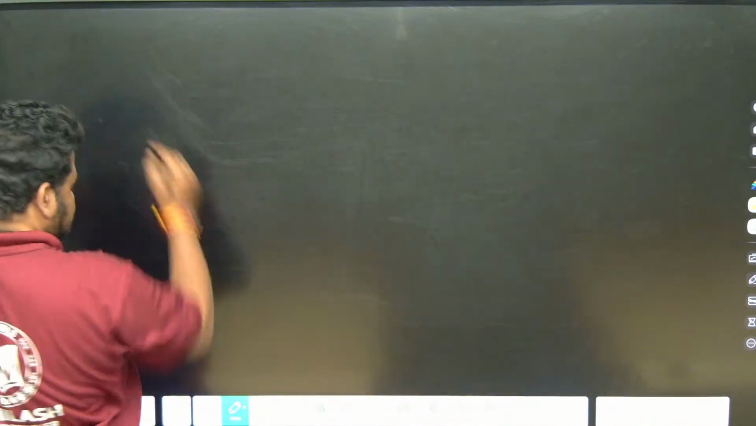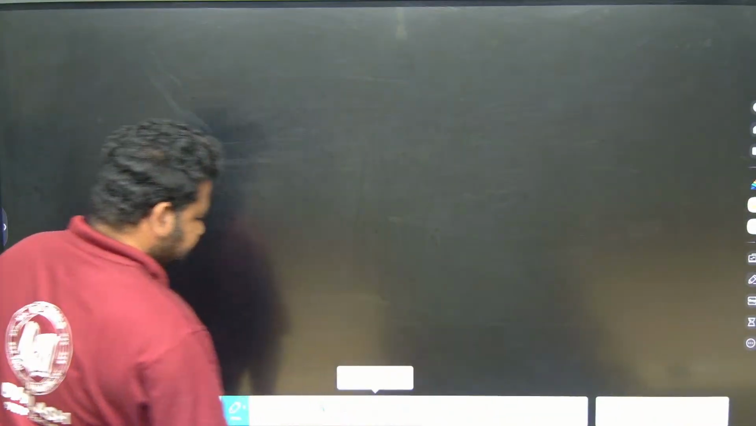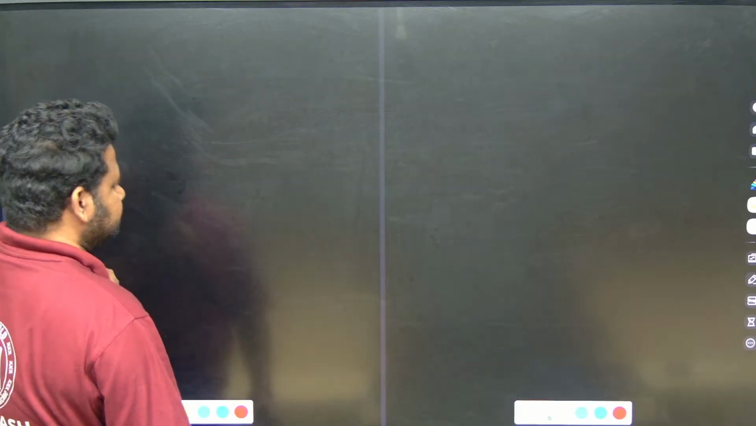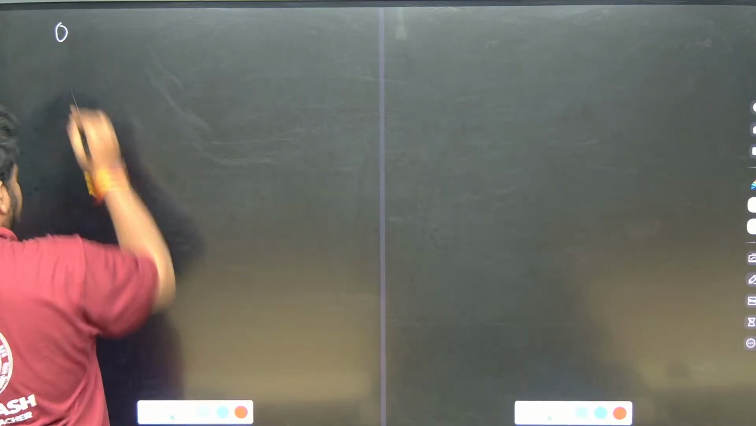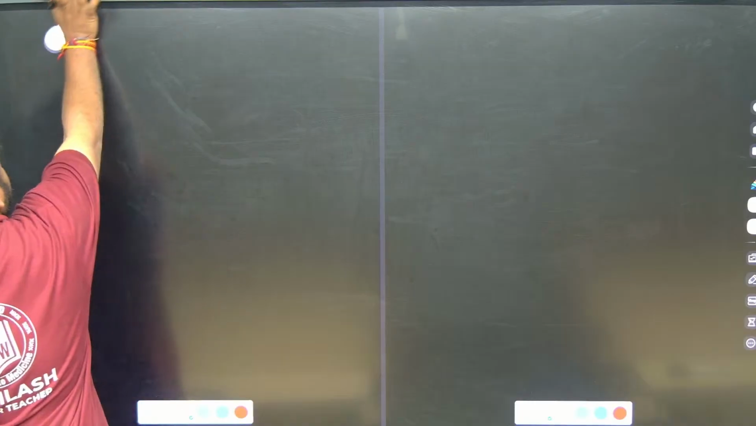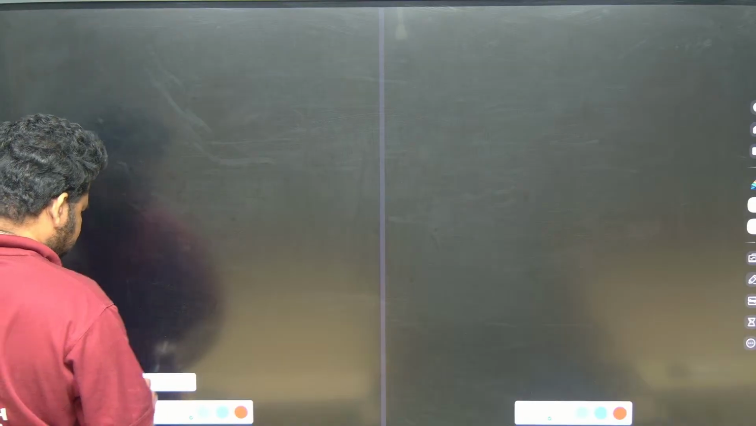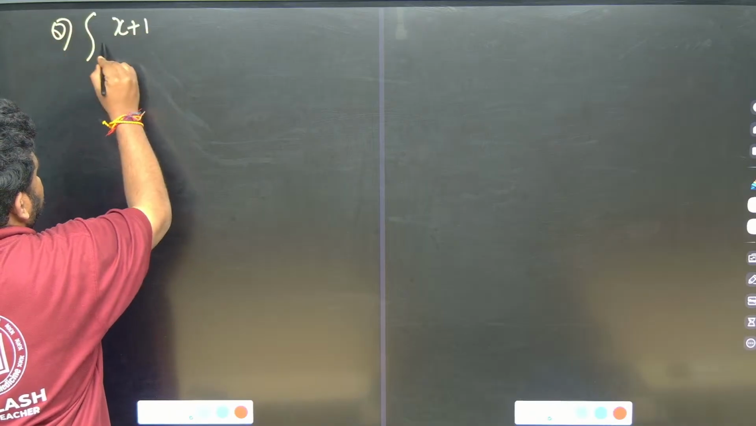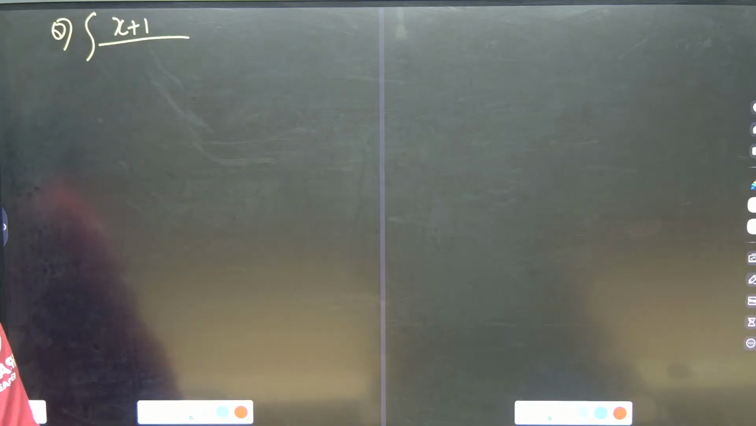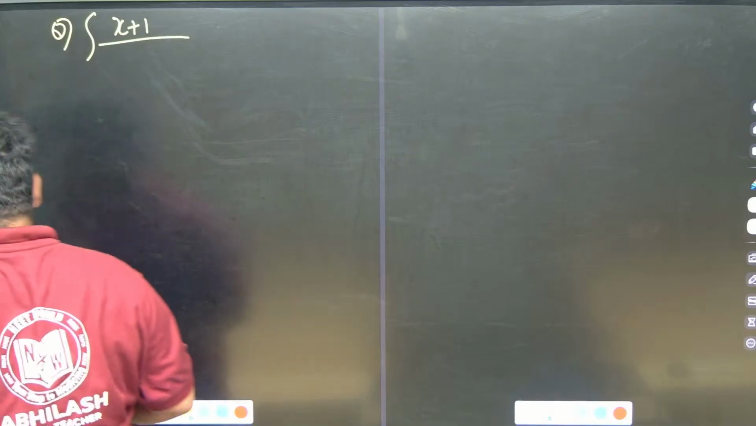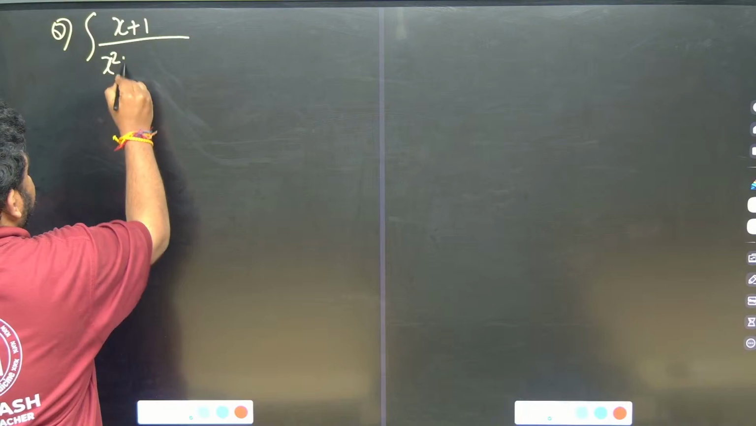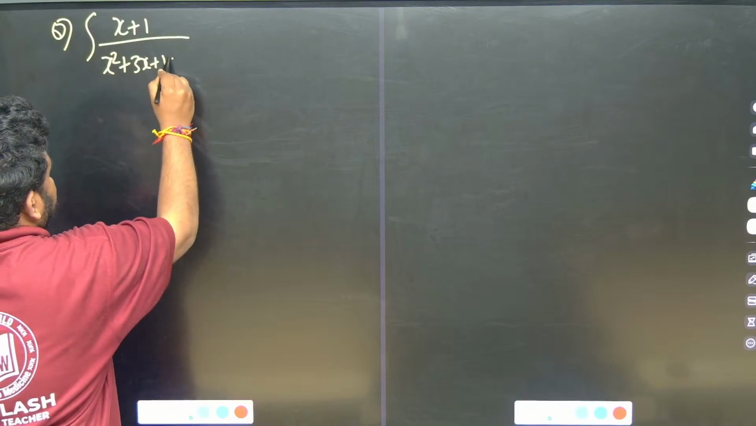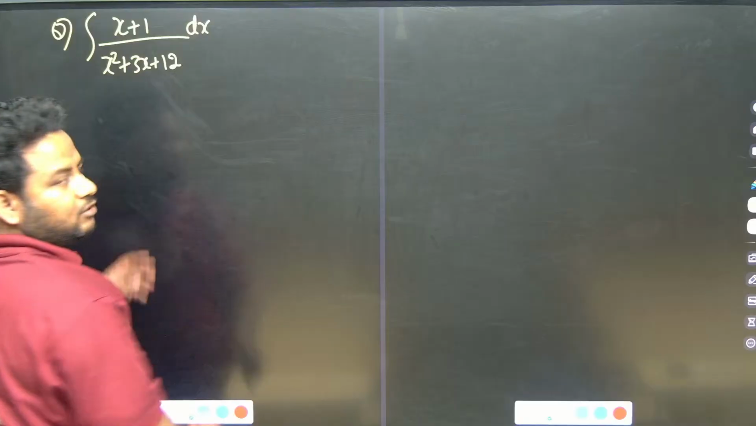So see here, the given question is, let us do the partition of the screen. Observe carefully. What is the question that they have given? Integral of x plus 1 divided by x square plus 3x plus 12 dx. This is the integral. Okay, this is the question.